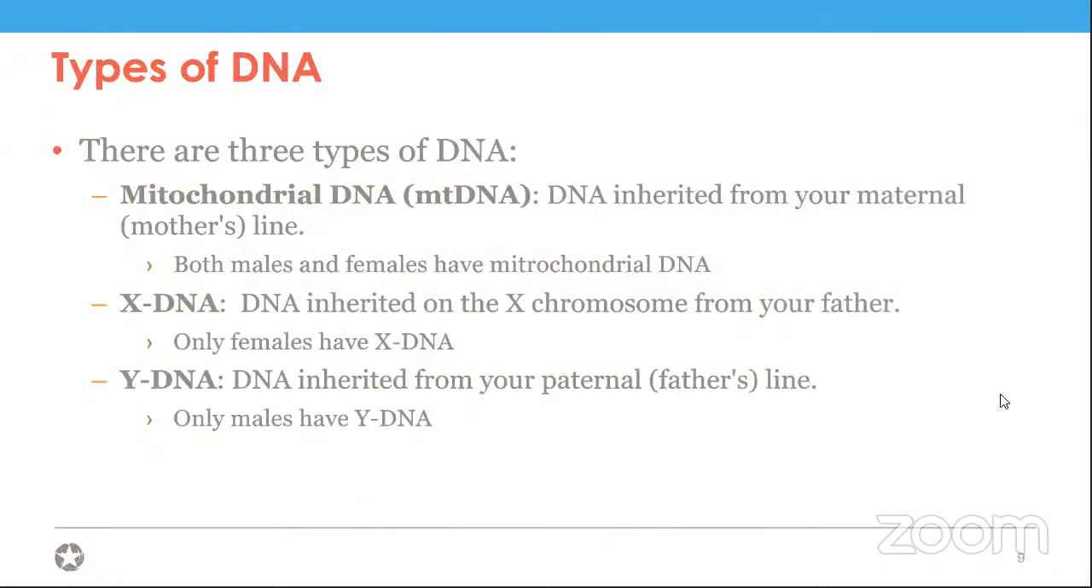There are 3 types of DNA that you can use to test your genetic lineage. As a reminder, females have 2 X chromosomes, one from their mother and one from their father, and males have 1 X that they receive from their mother and 1 Y that they receive from their father. A mitochondrial DNA test tests the DNA that is inherited from your maternal, so your mother's line. Only females pass on mitochondrial DNA to their offspring. However, both male and female children receive this DNA and can test for it.